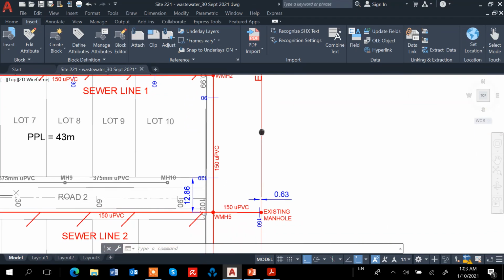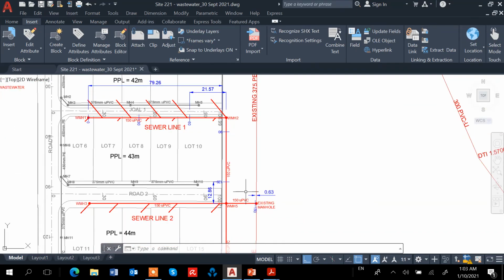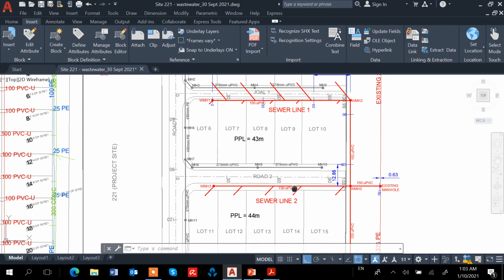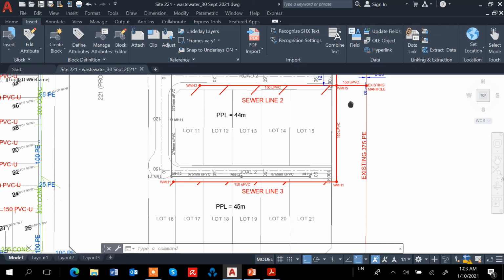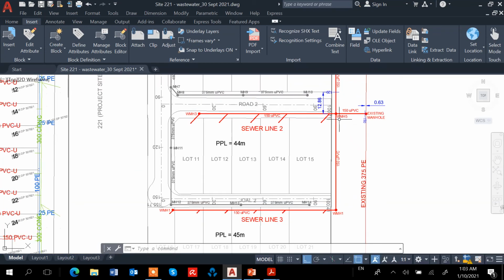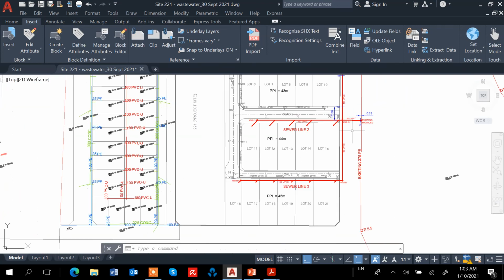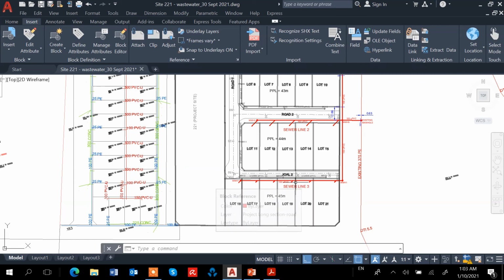Okay, so this is for sewer line 1, and then actually I need to do sewer line 2 and sewer line 3. Sewer line 3 will be from here and then go upwards to meet until this WMH5. Yeah, so that's all for the wastewater, for the design and the drawing.